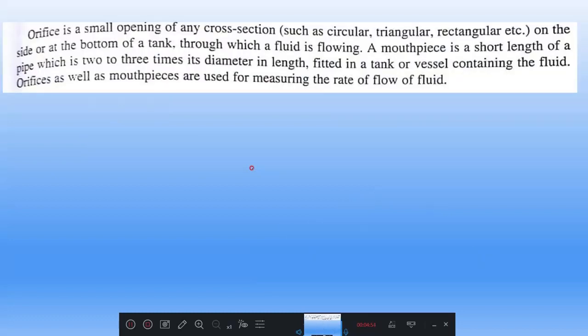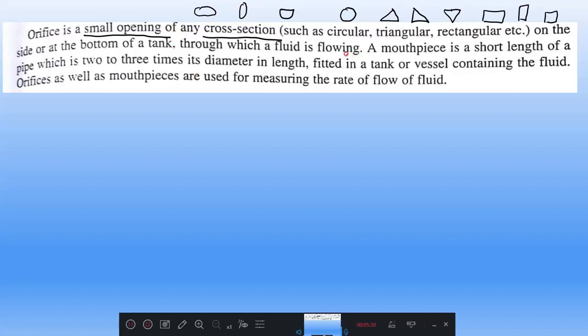Now I already told you what is orifice. If you want a definition, it's very easy. The orifice is a small opening of any cross section. That small opening can be a circular opening or a triangular opening, or rectangular opening, or square opening, or semicircular opening, or oval type opening. Whatever the cross section may be, a small opening is called an orifice. Once again, orifice is a small opening of any cross section such as circular, triangular, rectangular. It can be on the side or at the bottom of the tank through which fluid is flowing. Why are we providing this orifice? To discharge the fluid. Understood?